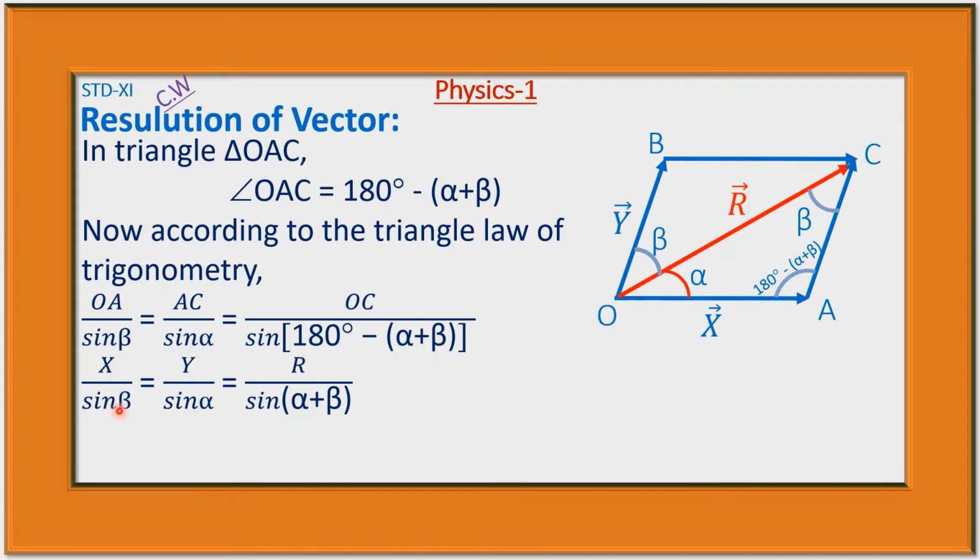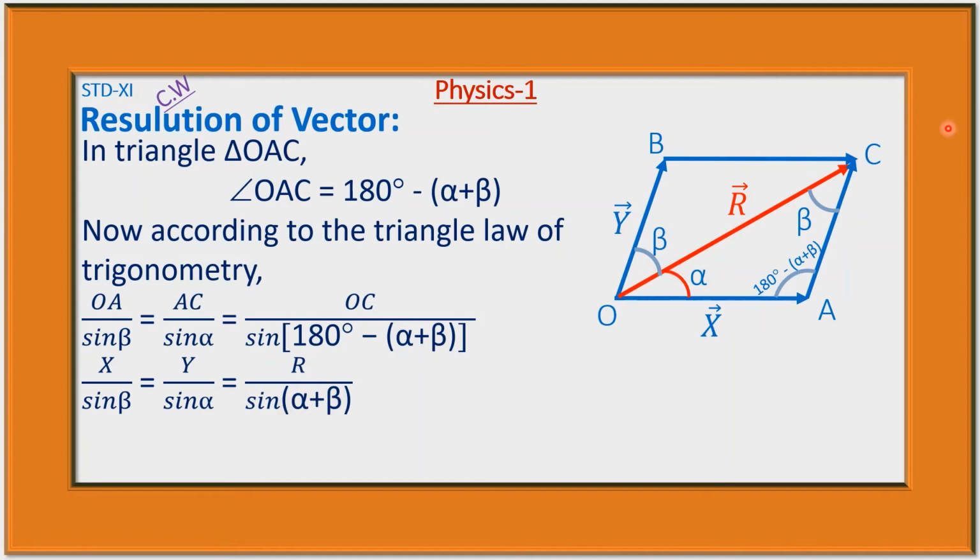And x divided by sin beta, because here OA is equal to the x vector, so OA is the magnitude of x vector. So x divided by sin beta is equal to y divided by sin alpha, because here AC is equal to OB, and we know OB is the y vector, so the magnitude of AC is y. So y divided by sin alpha, here the opposite angle of AC is alpha, is equal to r divided by sin alpha plus beta.